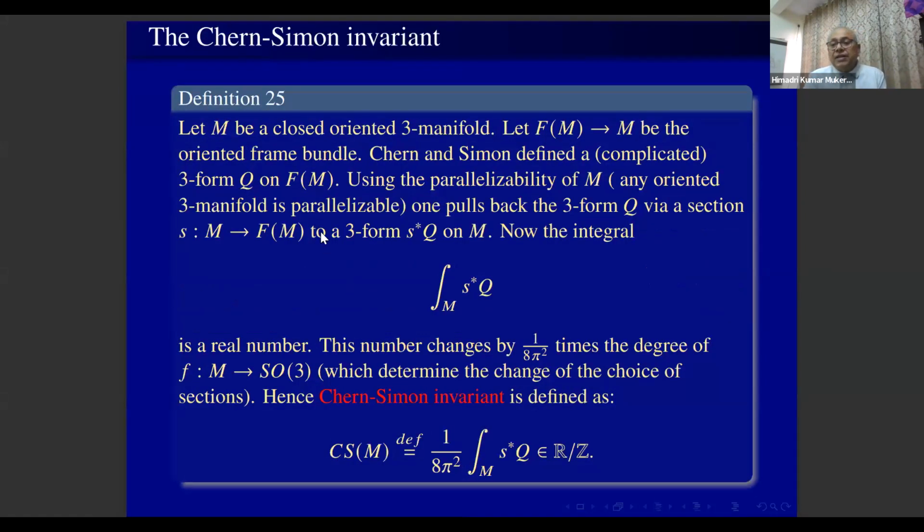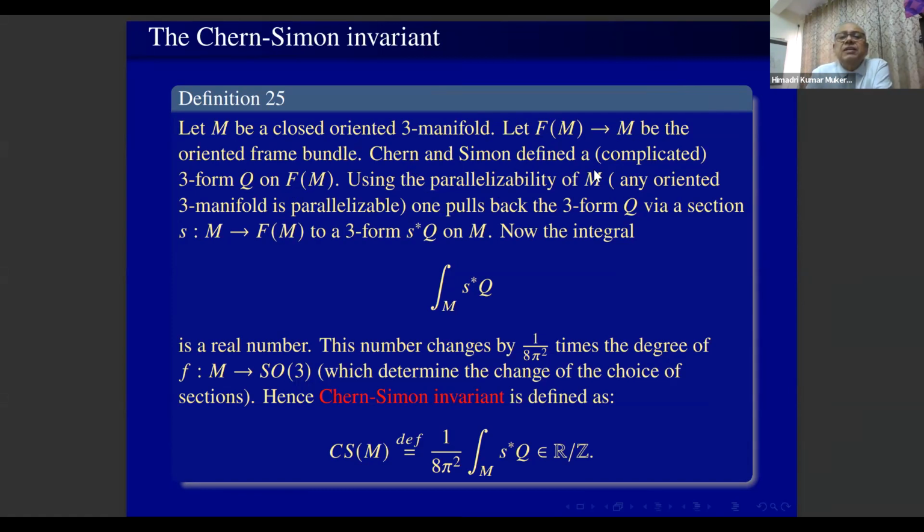Now we come to another invariant, the Chern-Simons invariant. Let M be a closed oriented three manifold. Let F(M) to M be the oriented frame bundle. Frame bundle means the elements of this are frames. That is, if you take a point and its fiber, it is a frame, meaning a basis, an orthogonal basis. So the elements of this are frames.